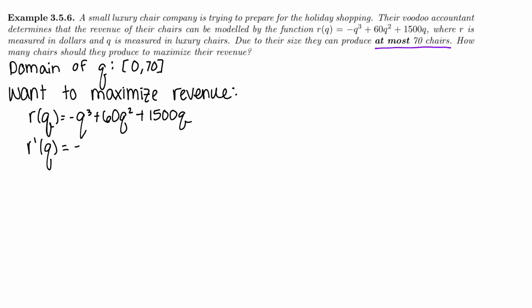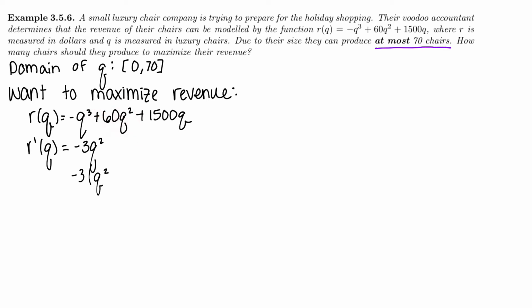So we take the derivative, we have negative 3q squared plus 60q plus 1500. We're setting it equal to 0. We can factor out a negative 3. We would get q squared minus 20q. Did I not do something here? I'm sure somebody's typing a comment right now. If not, I should have caught that.